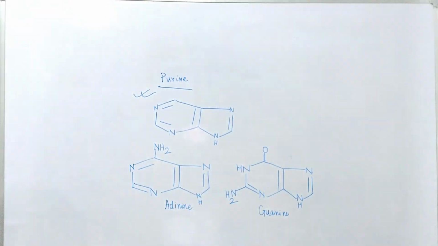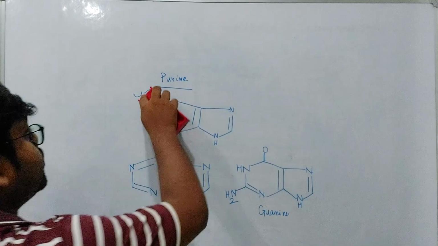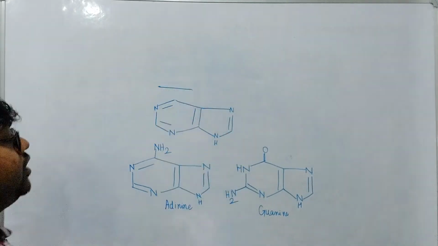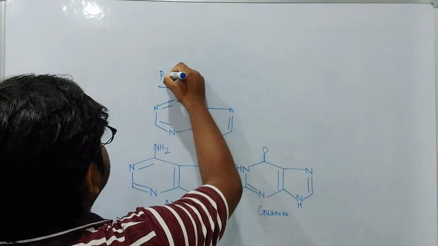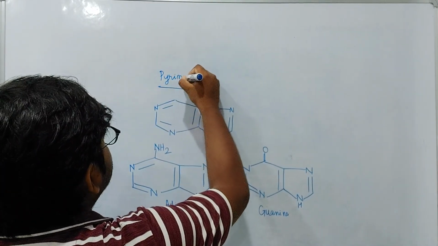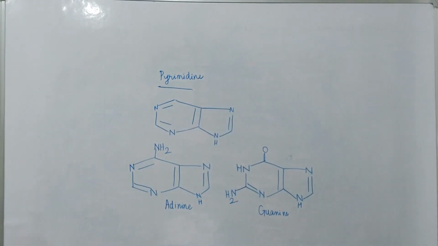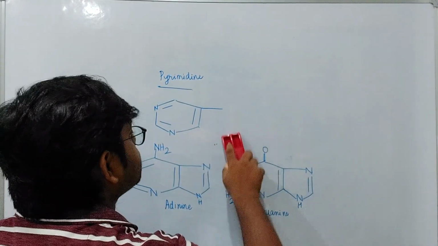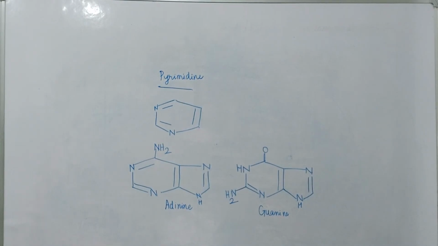So the second thing is the pyrimidine base. Purine has been discussed. Now it's time for the pyrimidine. So how does it look like? The pyrimidine base looks something like this. That's it. This is called pyrimidine base.